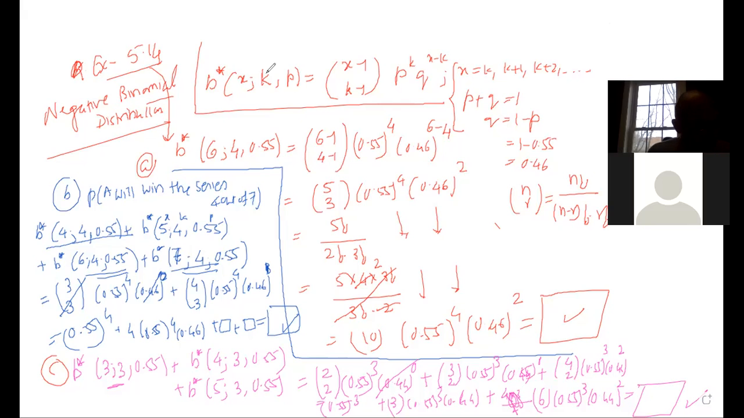Whenever this type of situation is there, I'm going to write my definition in this form. Look over here, b star, and here it is x, and my k is now fixed because once head comes, you have to stop. So that is x, 1, and p. Whenever we have this, it is the particular case of the negative binomial distribution, and this is called the geometric distribution.